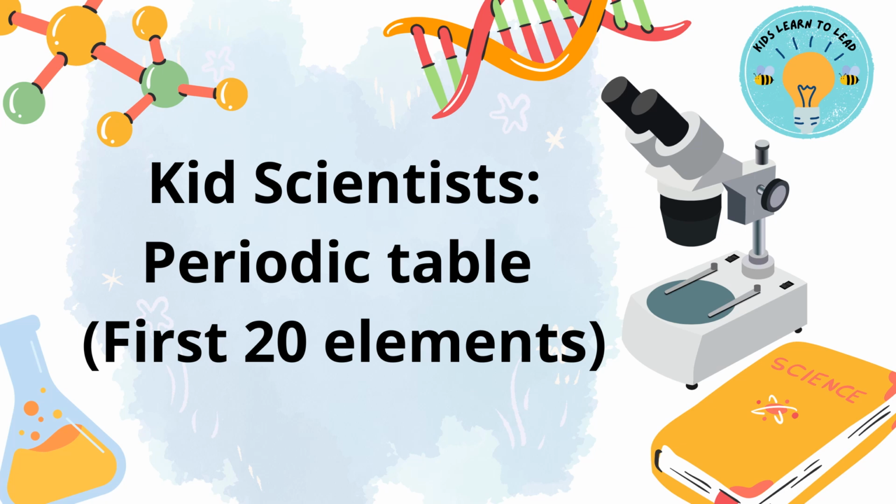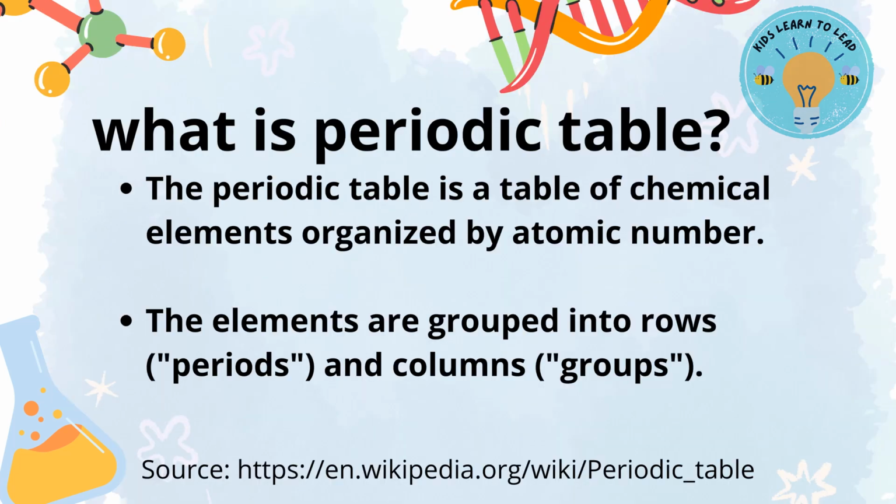Today we would like to share our new series, Kids Scientists. Today we will learn about the periodic table, the first 20 elements. What is the periodic table? The periodic table is a table of chemical elements organized by atomic number. The elements are grouped into rows called periods and columns called groups.